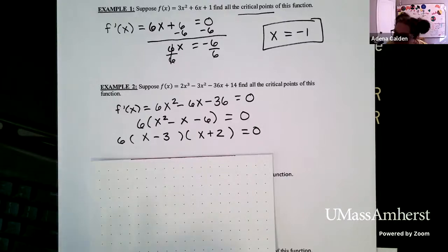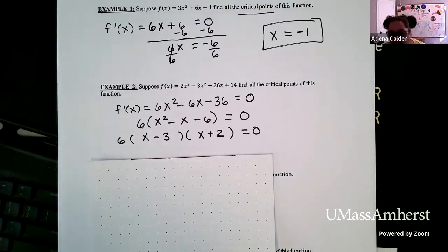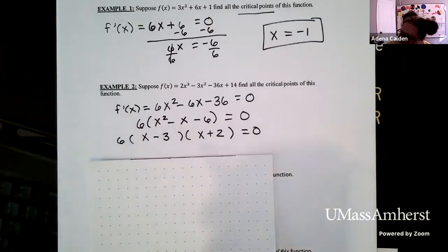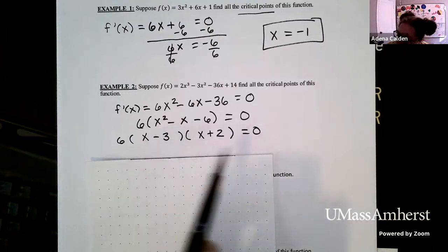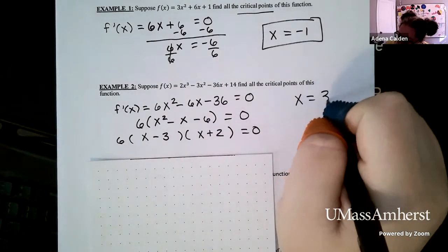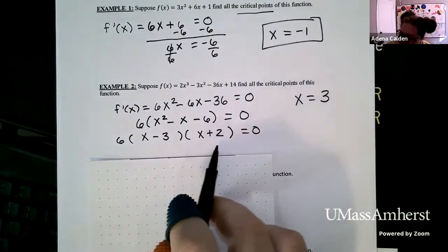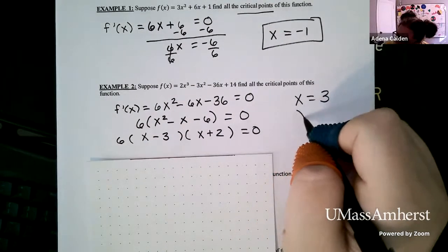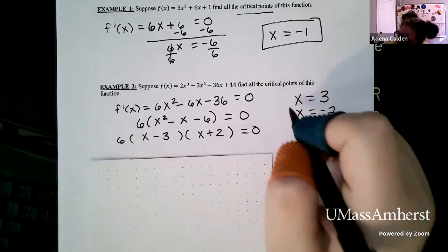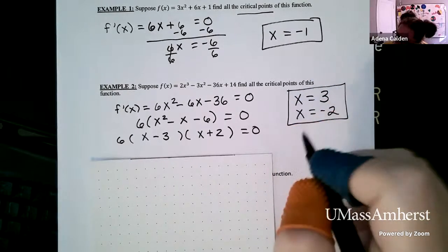Okay, so now I have 3 distinct factors multiplied together equals 0. If you have things multiplied together equals 0, one of them has to be 0. We know that 6 is not 0 because it's 6. So I set each factor equal to 0 to solve. So x minus 3 equals 0 would have a solution of x equals 3. And if I set x plus 2 equal to 0, that's going to give me the solution of x equals -2. So these are my two critical points.